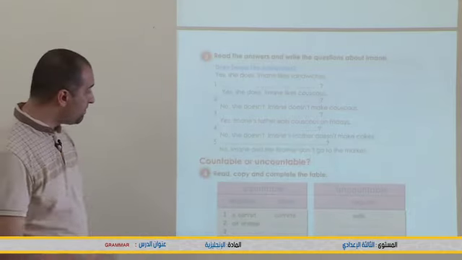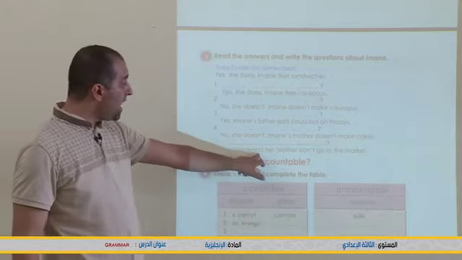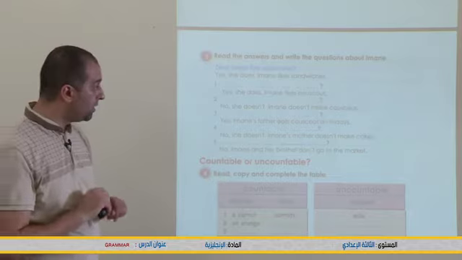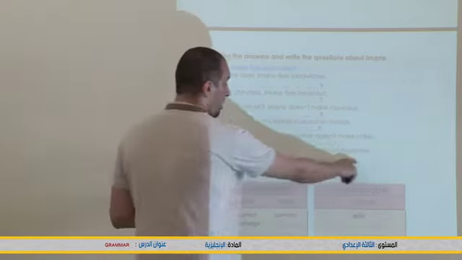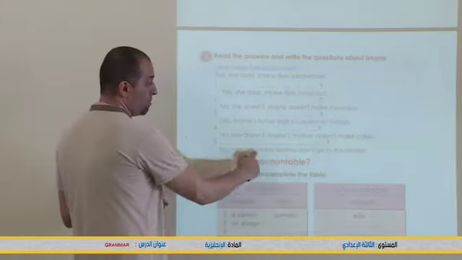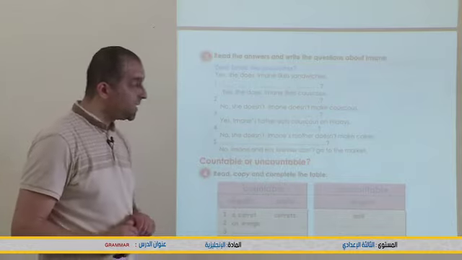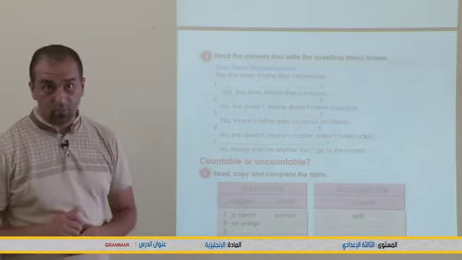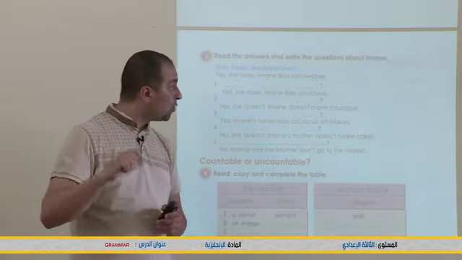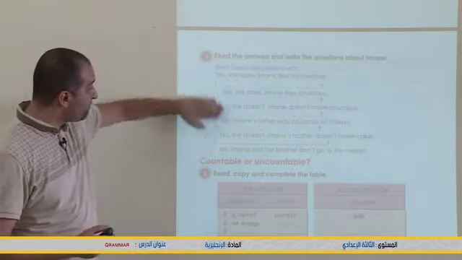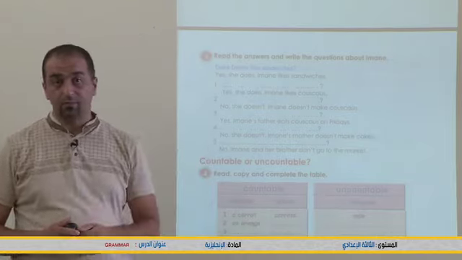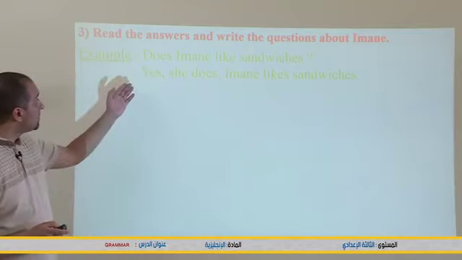Number 5, no, Iman and her brother don't go to the market. So the subject pronoun here, Iman and her brother, is they. Now, take your exercise copybook and ask the questions according to these 5 answers. Let's have 3 minutes. So this is the example that we talked about.